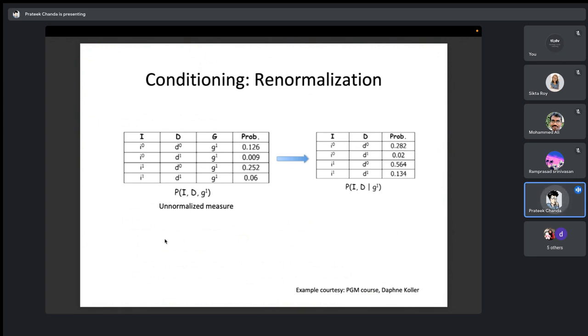And again, this is just a normalization part. This is an unnormalized measure on the left-hand side, and when I do conditioning, which is P of I, D given G1, what this actually means is P of I, D, G1 divided by P of G1. So that's a normalization in that sense. My values also change due to that.